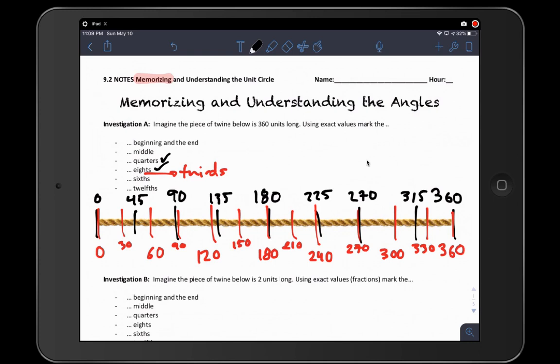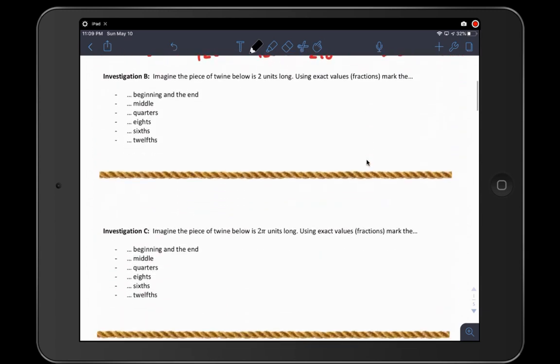talked about last week. Okay, let's do that same thing again, but we're going to imagine that the piece of twine is now 2 units long, kind of like radians, right? But we'll get there. And so we're going to do the exact same thing. We're going to start at 0 and go to 360 and cut it in half, and then cut that into quarters, and then cut that into eighths. And then we'll finish that, and then we'll go through and do the thirds, which again is missing here, but it should say thirds in there.